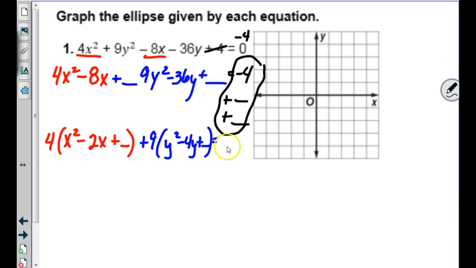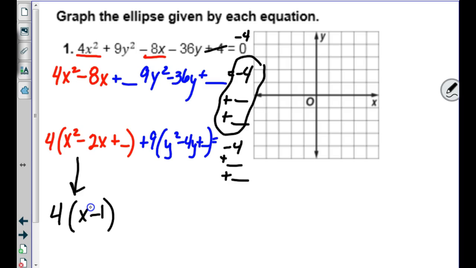Okay, so over here we're going to end up with equals negative 4 plus blank plus blank. All right, so bringing this guy down, we have 4 times, what will this quantity become? Half of this is minus 1.